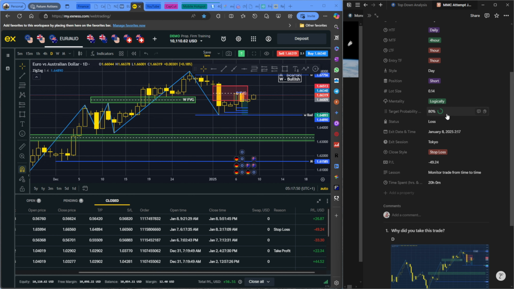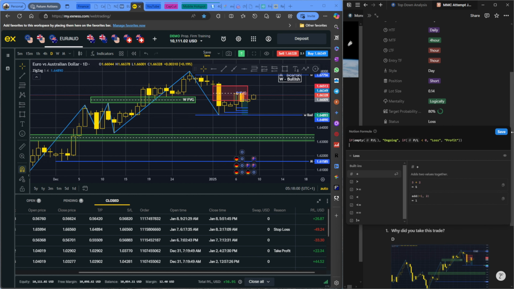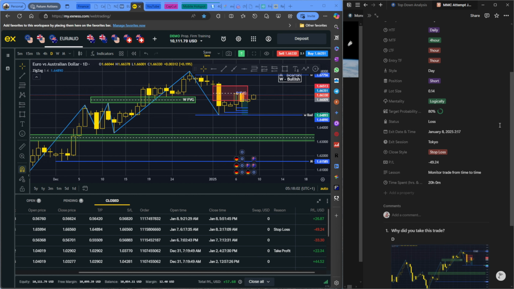I felt this trade was going to work. It was an 80% probability of working. The trade ended up hitting my stop loss. Oh, okay, this is a calculation. So it was a losing trade. It was a loss because its stop loss was met, and the profit was negative. It closed the next day, from 7 till 8. It closed in the Tokyo session still.